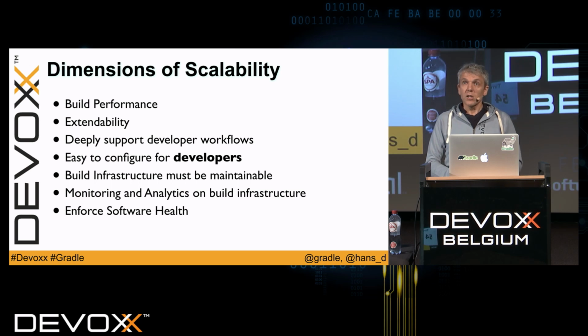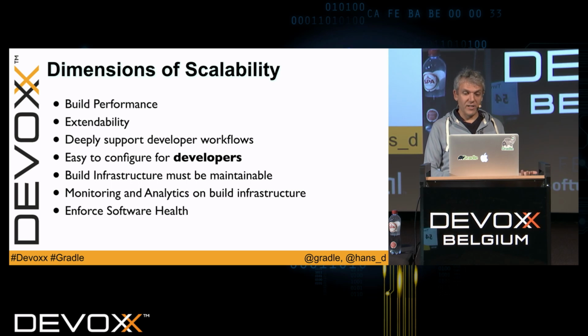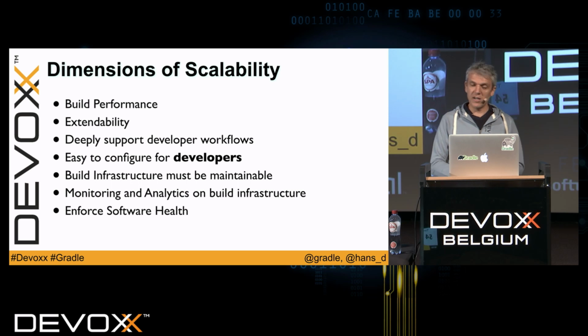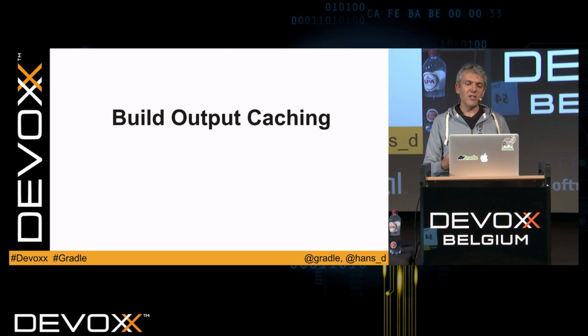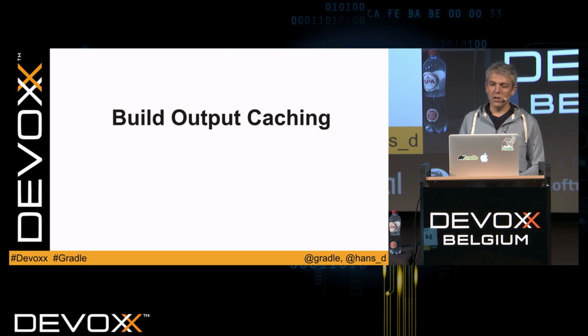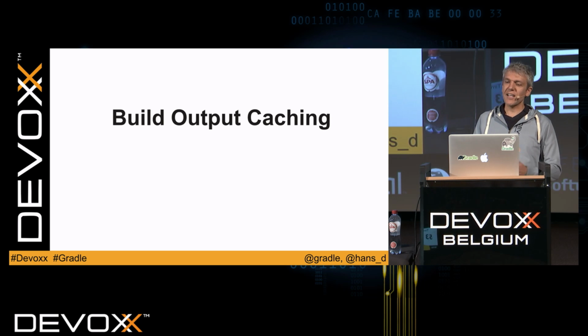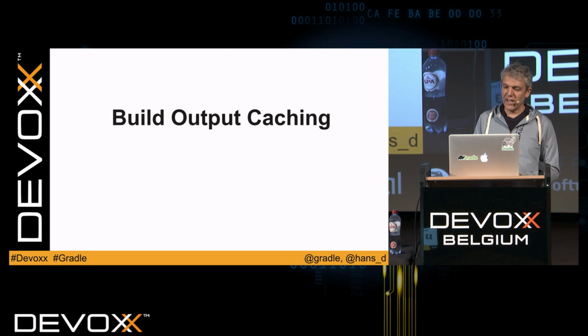And finally, the build should help to enforce software health, like separating the API from the implementation. We talk about that, or dealing with the health of your binary dependencies. We will also talk about that later. Okay, so I'll show you a couple of major features in Gradle. Most of them are new that target one or multiple of those dimensions. So let's get started with the performance dimension. And a big part of that is build output caching.